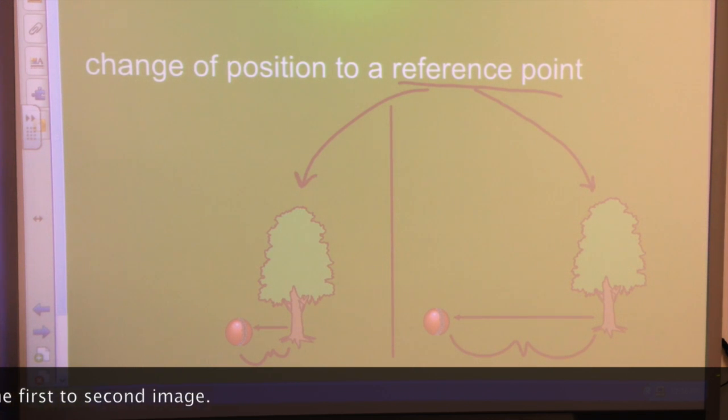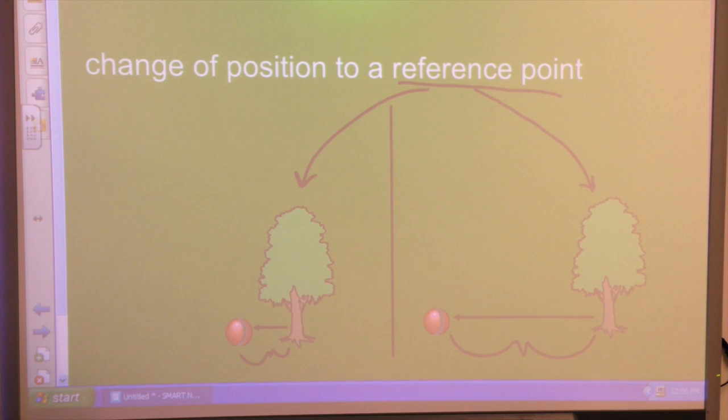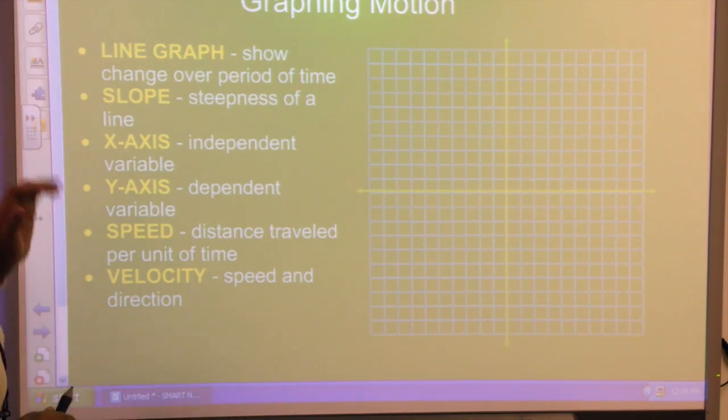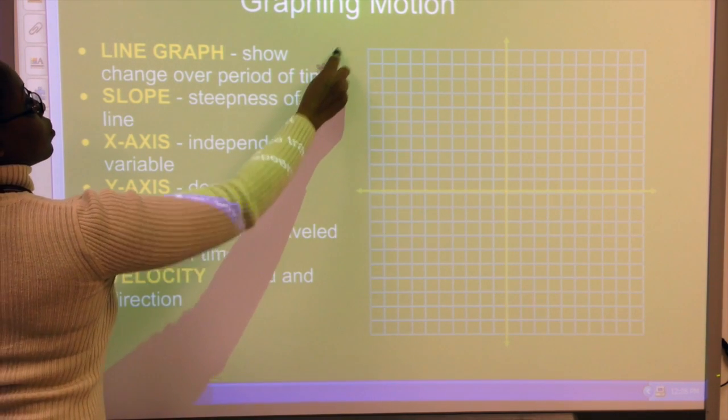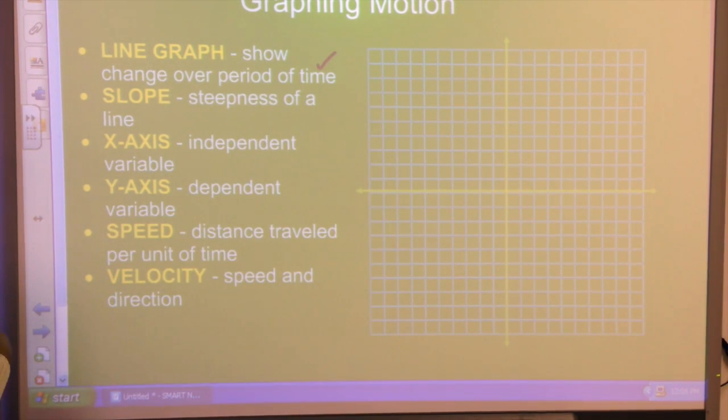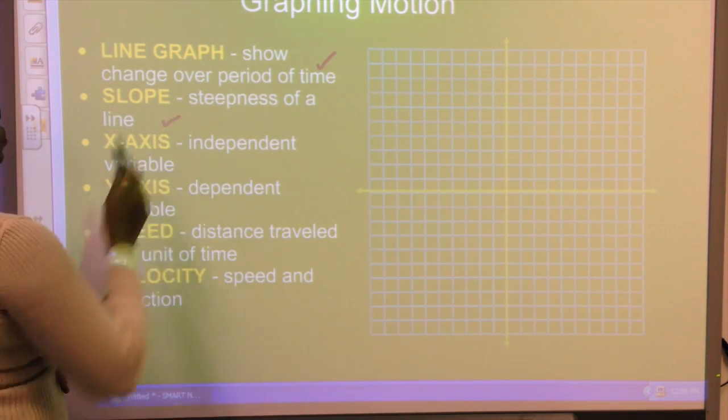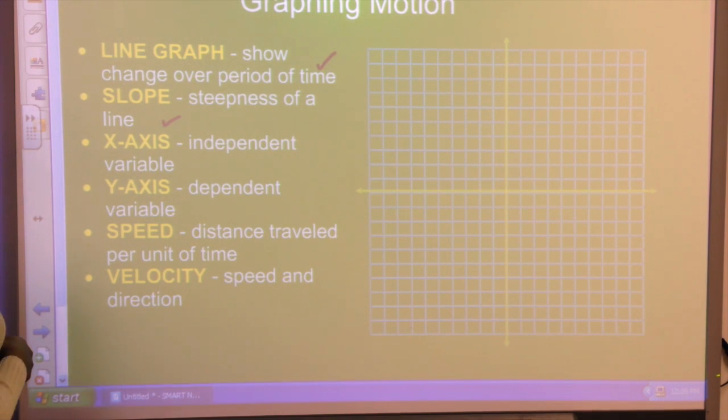Okay, so now that we have the definition of motion down, let's begin to look at some other vocabulary that will help us with graphing motion. One of the first vocabulary terms that we'll have to learn is the line graph, and the line graph shows change over a period of time. Then we have the slope, which is the steepness of a line.